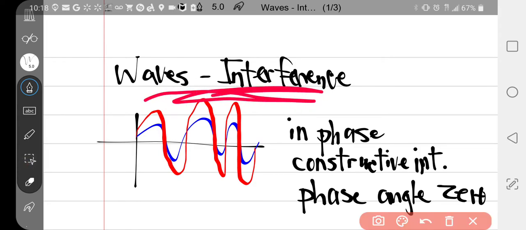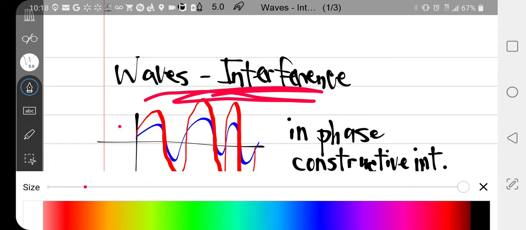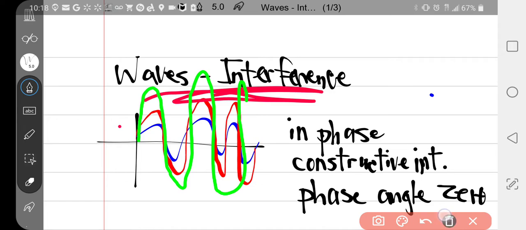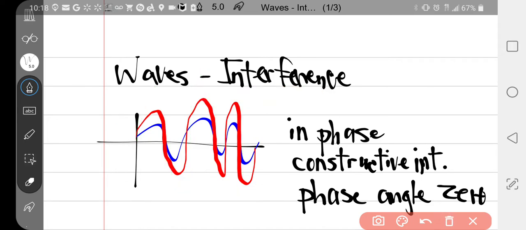So basically, when you talk about interference and waves, waves are overlapping each other, right? In this scenario where these two waves are overlapping, you would have the combined wave. It would be constructive interference, and it will look something like that. Okay, your phase angle would be 0, no shifting between the two waves.